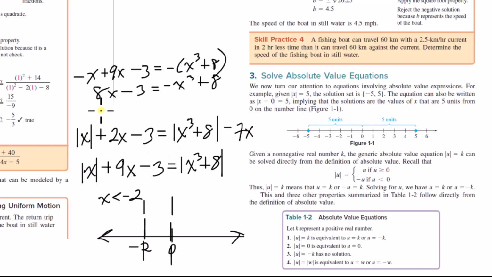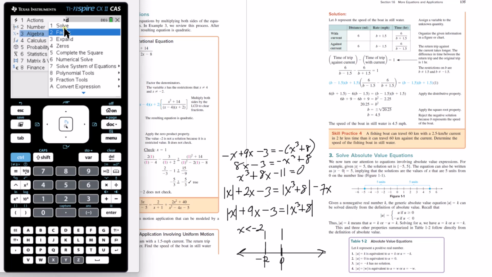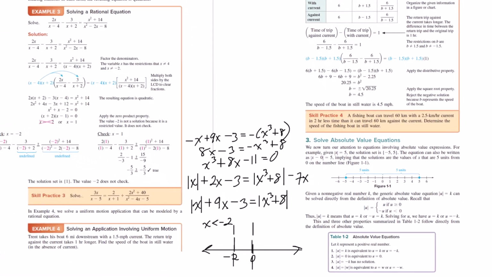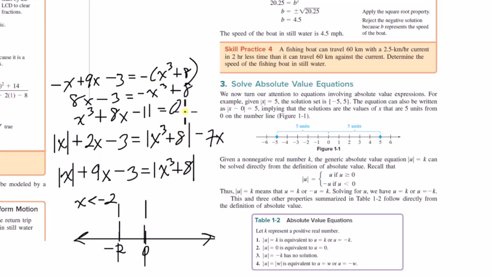Okay. Add x cubed to both sides. Subtract 8 from both sides. Okay, so now let me just go ahead and throw this into the calculator here. So solve x cubed plus 8x minus 11 is equal to 0 for x. So 1.17 is the only real number solution to this. So, okay, x is equal to 1.17.